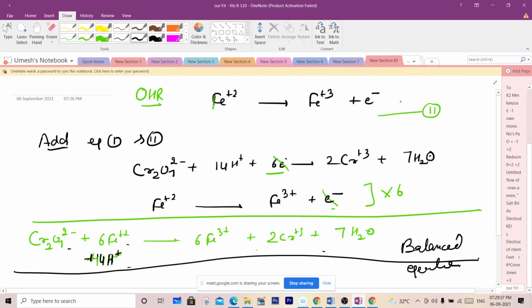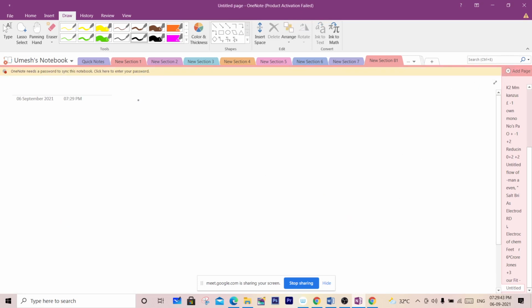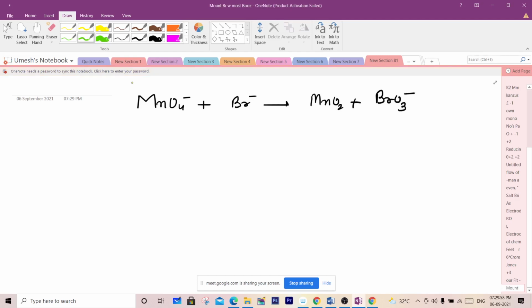Now I am giving an example in the basic medium. Till now I had discussed examples of the acidic medium. Now I am giving an example of basic medium. MnO4 negative ion, with oxidation numbers plus 7, minus 1, plus 4. Doing by the oxidation number method first. Two methods that I told you, ion electron method and oxidation number method.